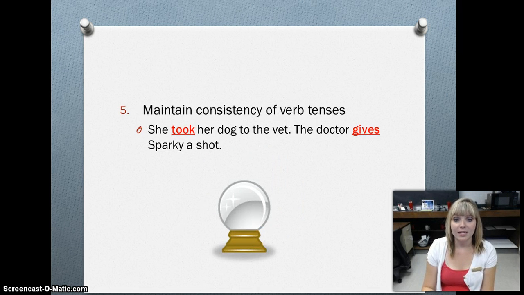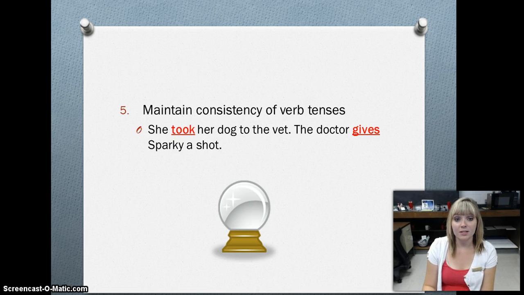You also want to maintain consistency of verb tenses. So if something is written in the present tense, you want to keep it in the present tense. If it's written in the past tense, you want to keep it in the past tense. In this example, she took her dog to the vet. This is an event that clearly happened in the past.